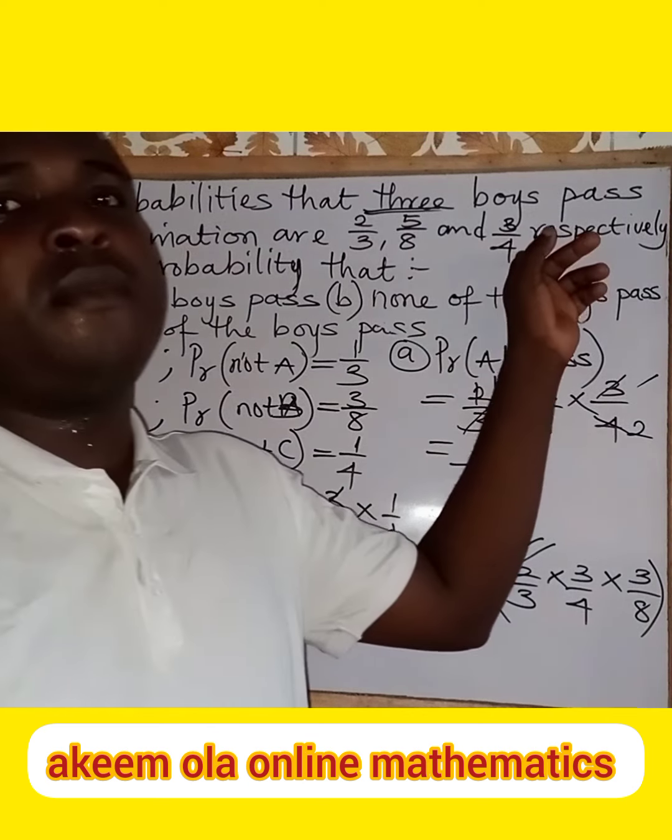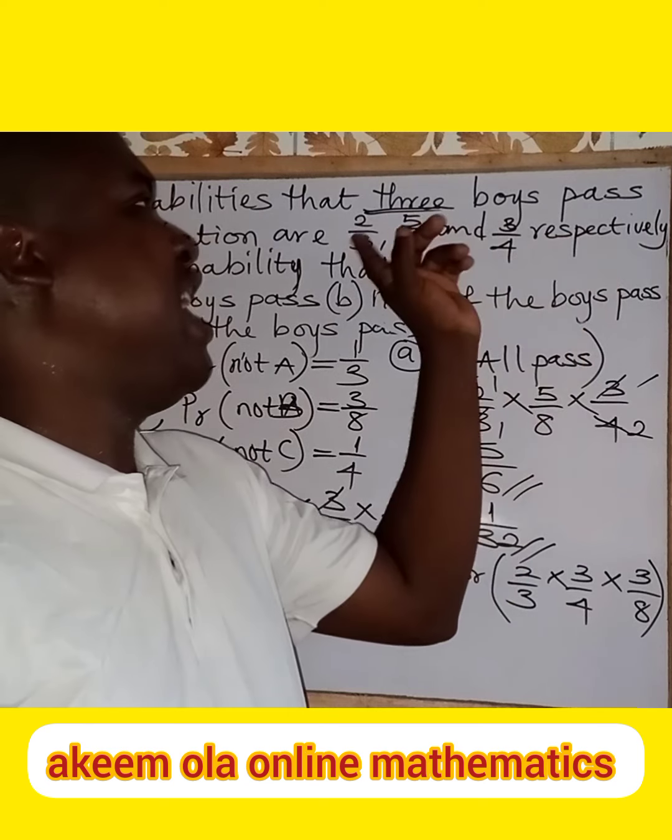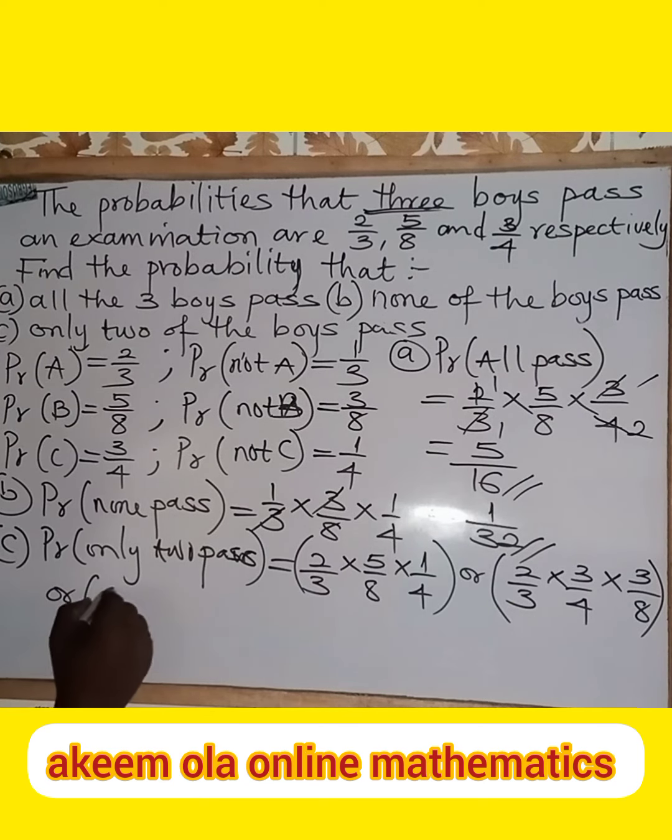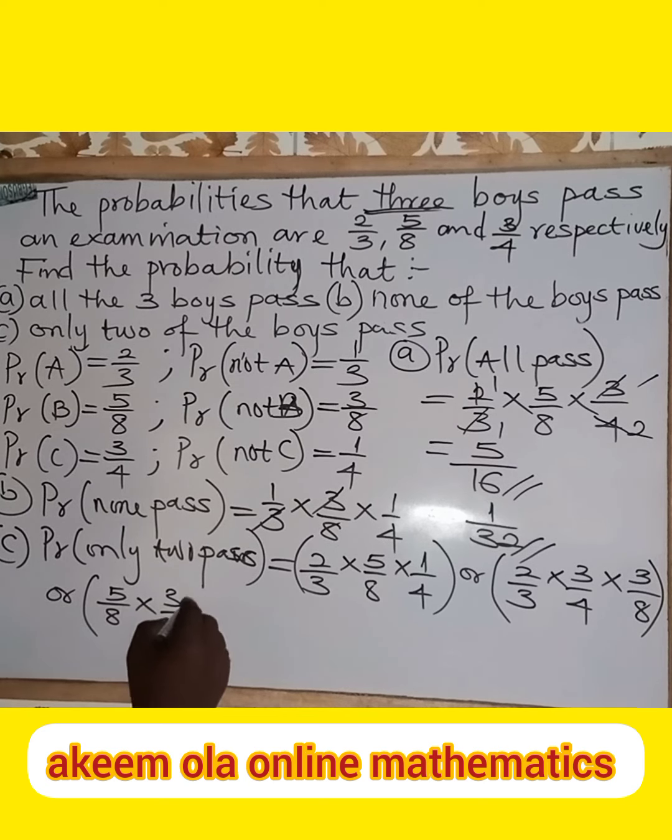B and C will pass, while A will fail. That means that we have 5/8 times 3/4. Then A will fail, which will now give us times 1/3.